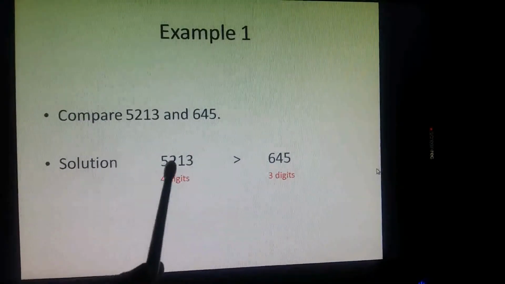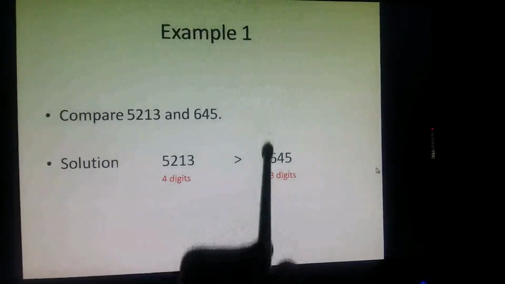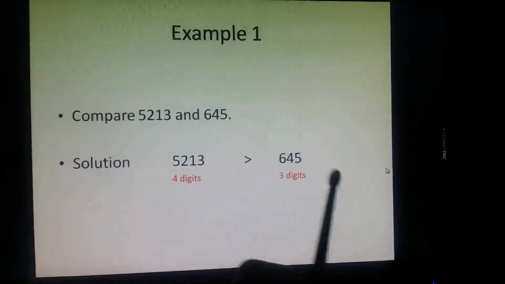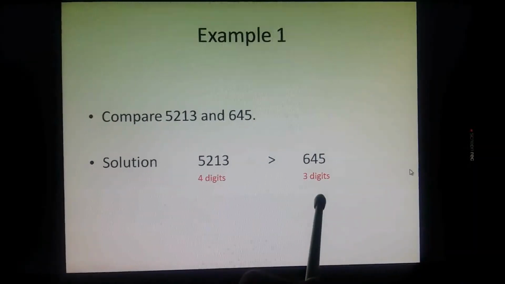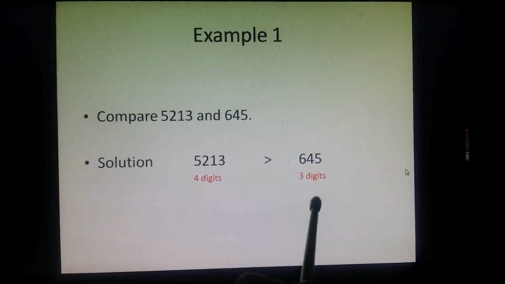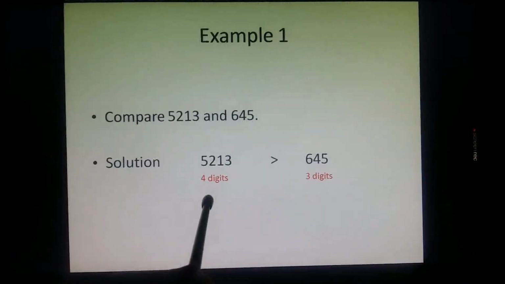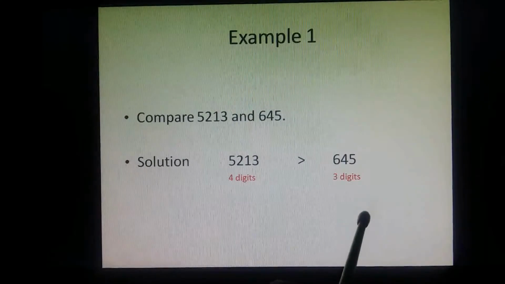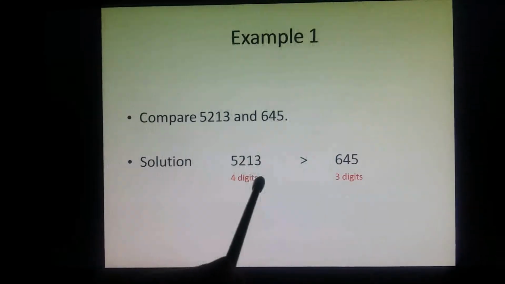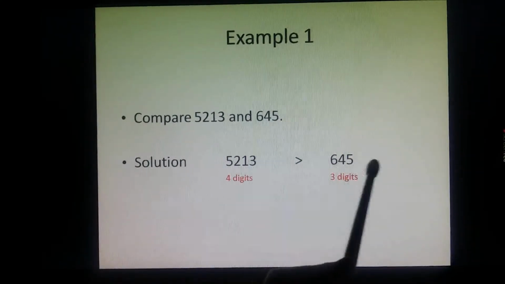It's 5213 and it's 645. So it's clear that the first number has 4 digits and the second number has 3 digits. So the number which has more digits is always greater than the number which has fewer digits. So 5213 is greater than 645.